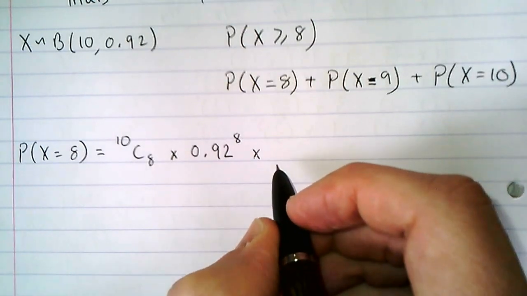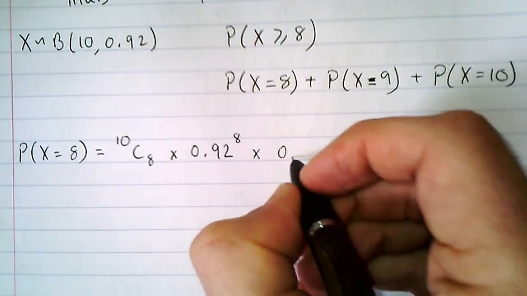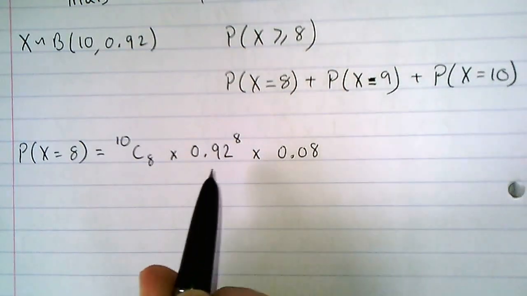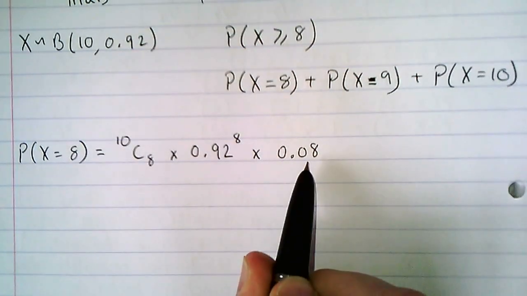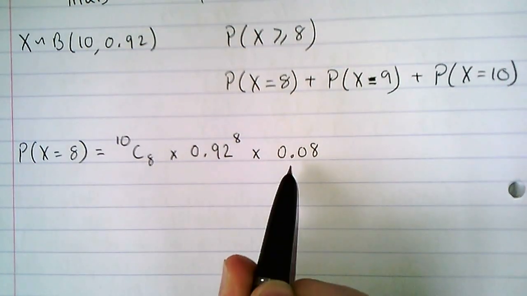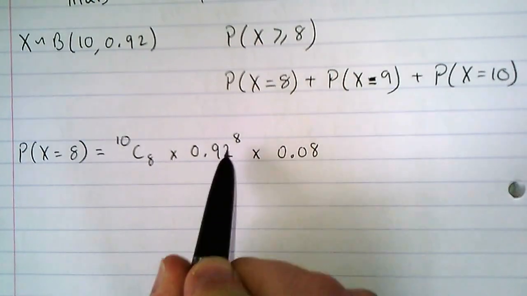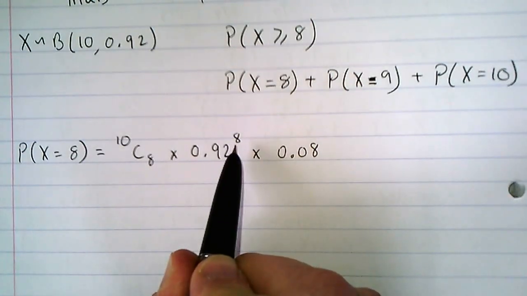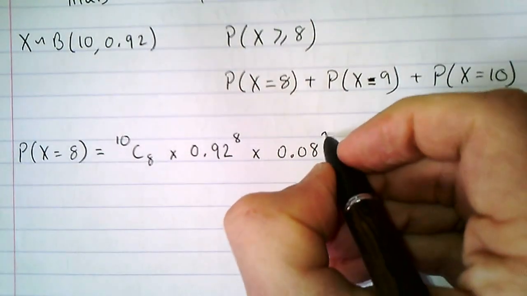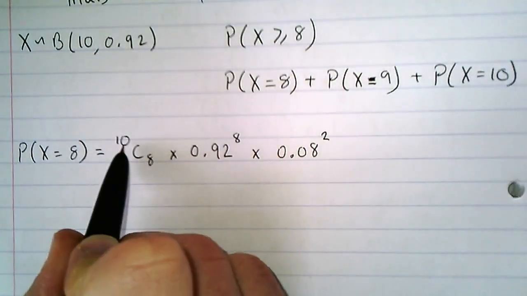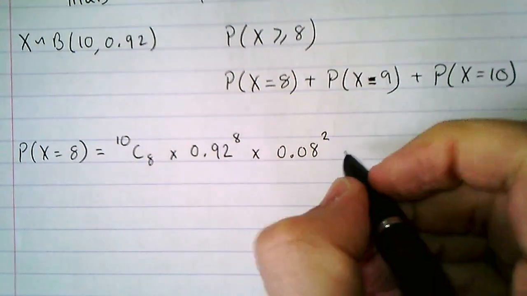Now, we're not given that, but it's easy to work out. It's 0.08 in this instance, because if success is 0.92, failure must be 0.08, because these two probabilities have to add up to 1. So, if I've got 8 successes, how many failures are there? We've got 2, because 8 add 2 gives me the total number of trials, which is 10. So let's work that out.